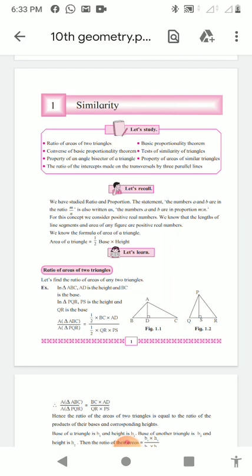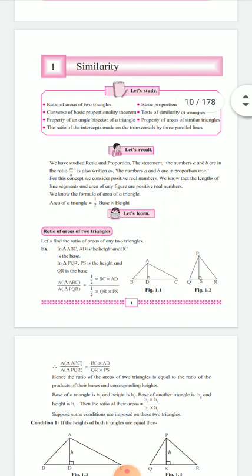In this chapter, we are going to see first the ratio of areas of two triangles. If two triangles are there and I want to find the ratio of areas of these two triangles, then how can I use the simplest method? So we are going to study that in this session. So let's start to find the ratio of areas of two triangles.